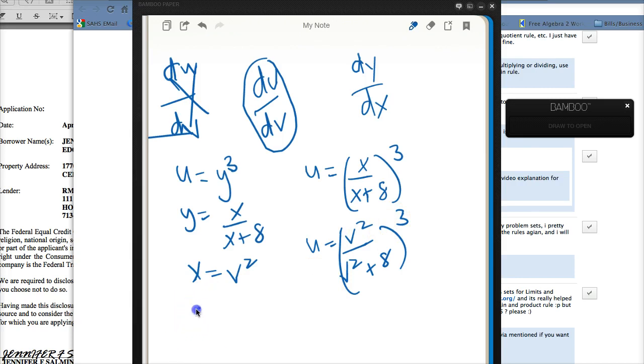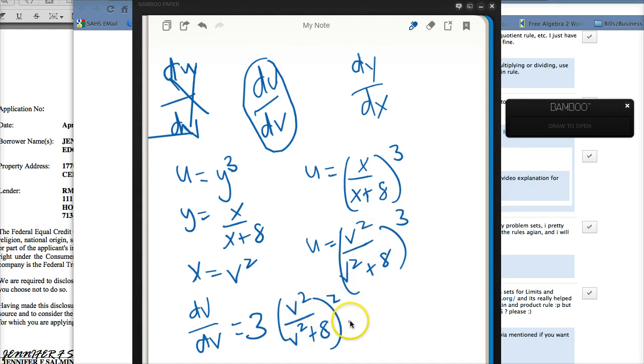So let me see if I have enough space here. The derivative, or du dv, is equal to, and I have to do chain rule out in front. So chain rule, I put the 3 out in front, leave the inside alone and raise it to the second power, so it's power rule on the outside, times the derivative of the inside.